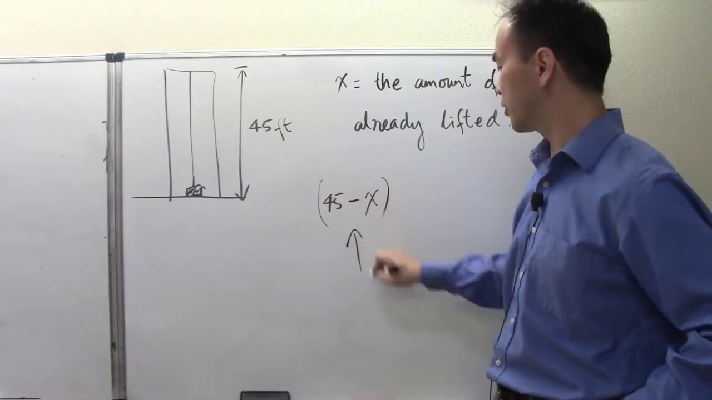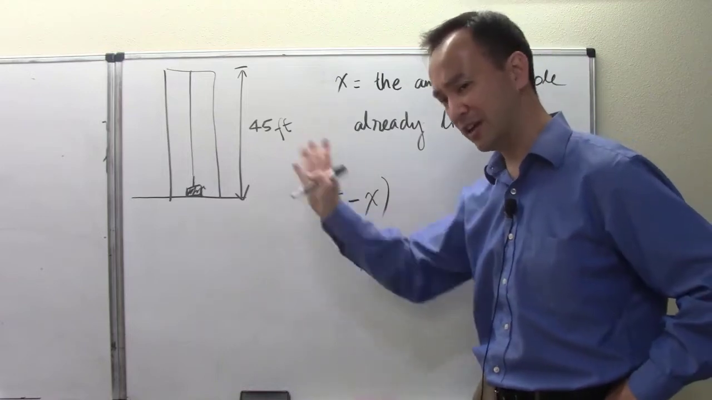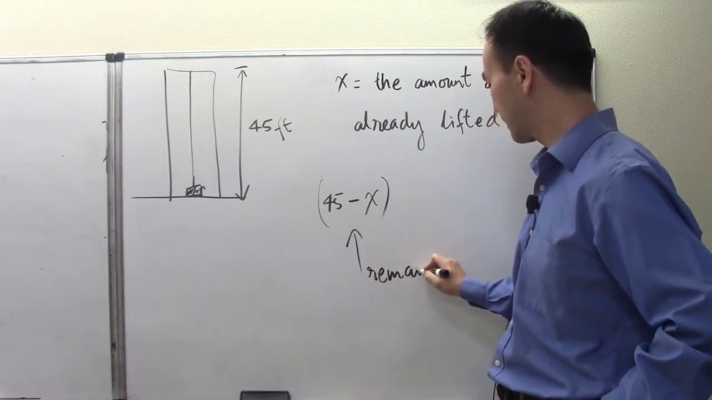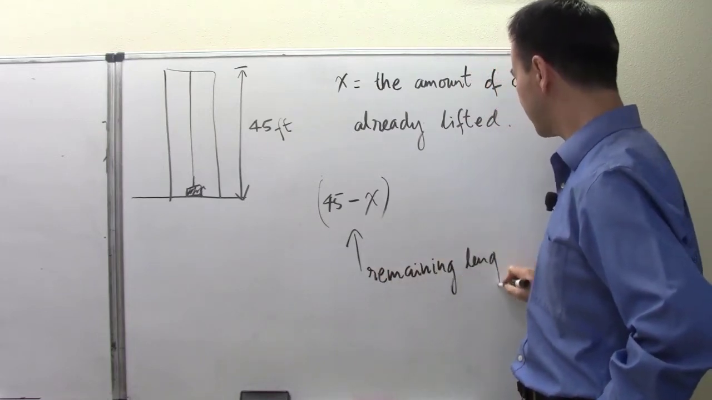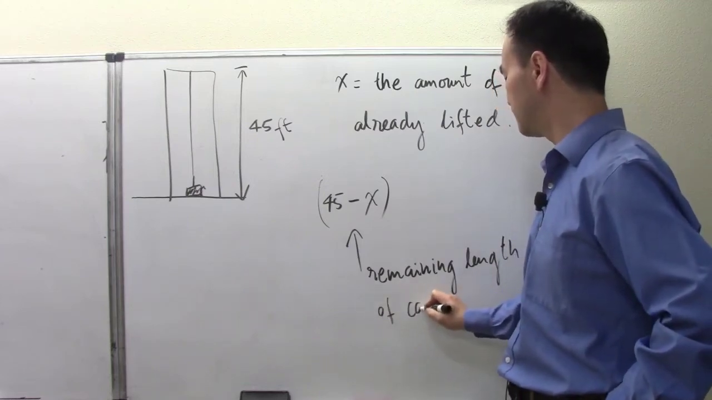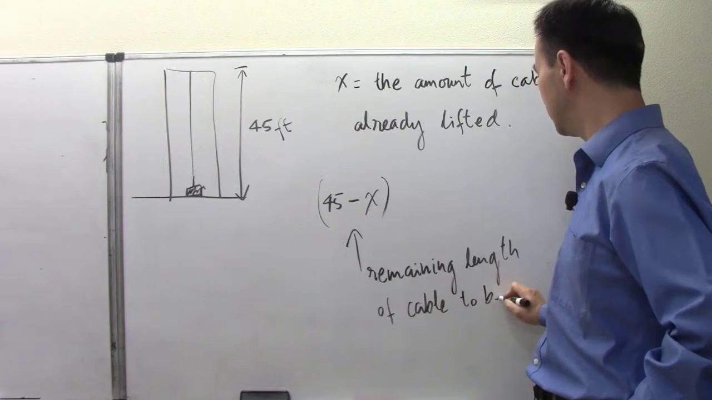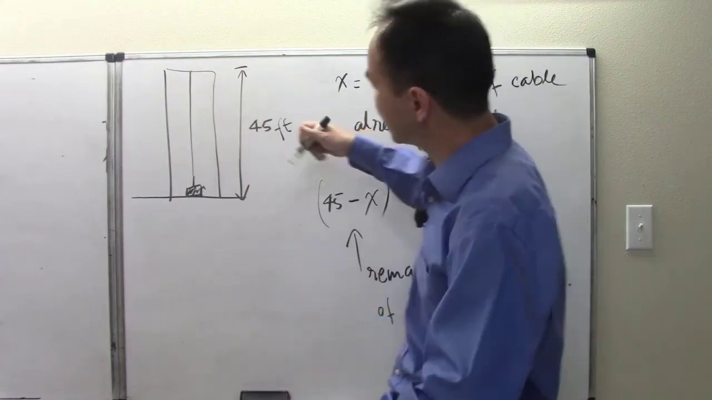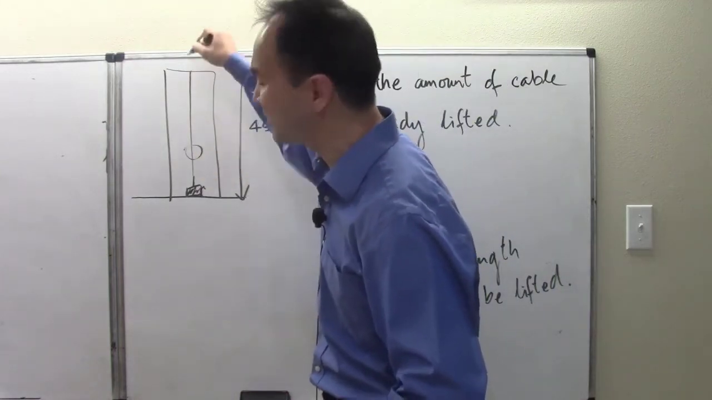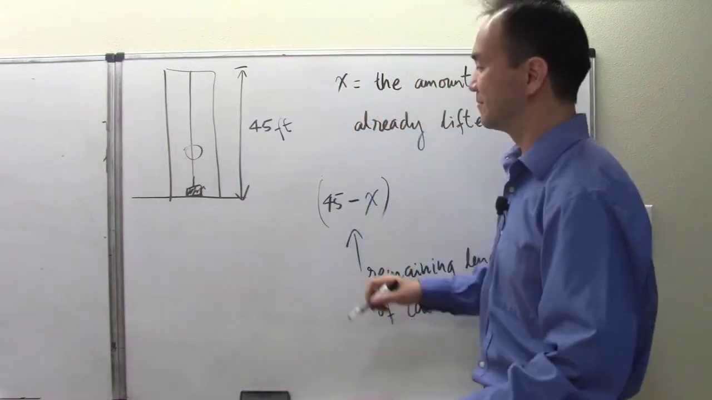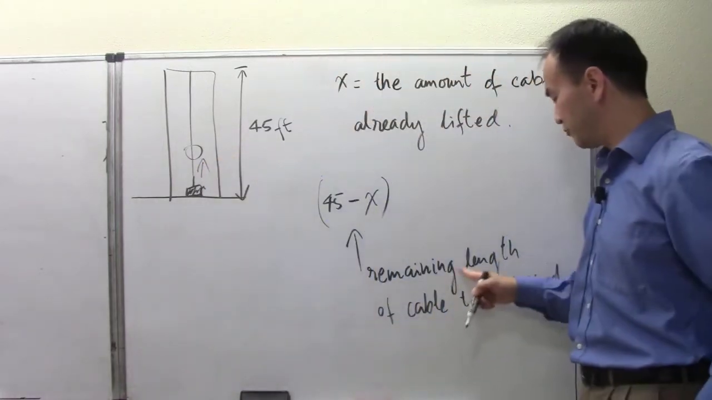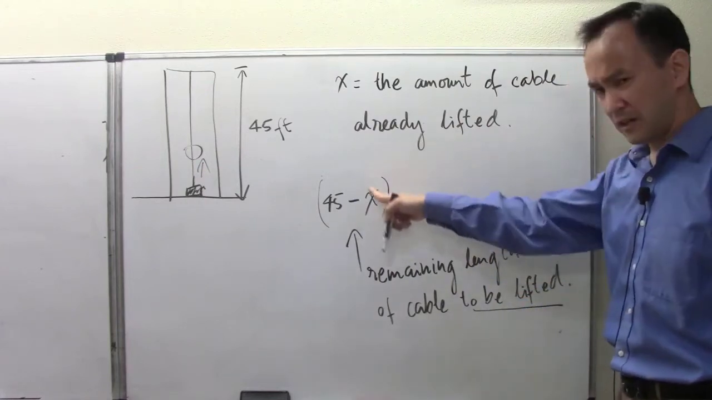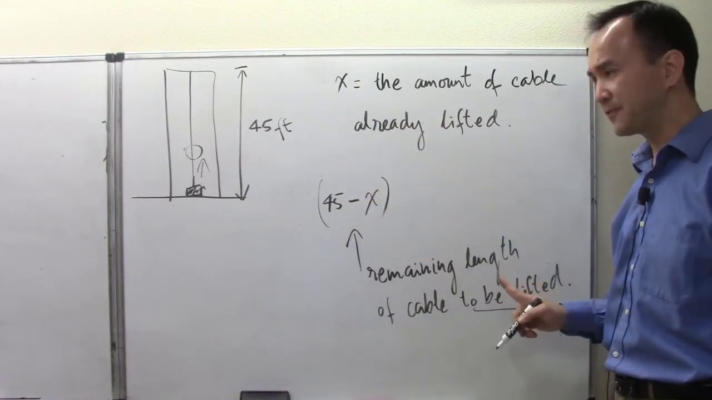I'll make a quick note right here, and then since we already had some background in part A, I'm going to just make a quick note and erase. So this is the remaining length of cable to be lifted. It also makes sense that once we lift some x distance away, then the object is kind of hanging somewhere here, and we're lifting that up. That's the idea. So that's the remaining length to be lifted. That's what matters right there. And then these are all in feet. So it's 45 minus x feet.